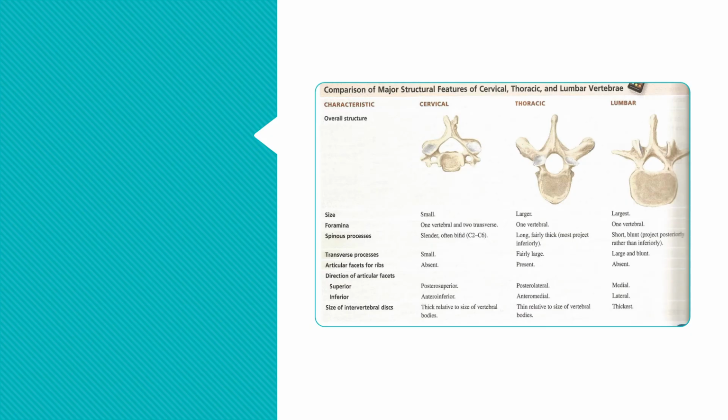Now here we have a really nice comparison table of the features of the cervical, thoracic, and lumbar vertebrae, with the cervical on the left, thoracic in the middle, and the lumbar here on the right. So we can see all the differences and similarities between them. Again, we've gone over all of these just prior in this lecture, but here it's all in one place, really good for studying.